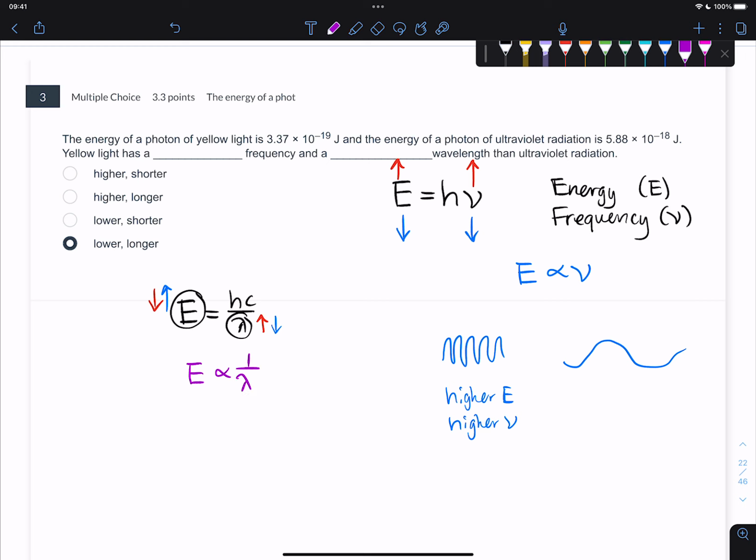So let's look at these two answers here. The first one says yellow light has a lower energy than ultraviolet light. So this number here is smaller than this number. So I'm going to put smaller than. Make sure you understand your scientific notation. So because yellow light has a smaller energy than ultraviolet light, it's going to have a larger wavelength. So we can say larger or longer wavelength.